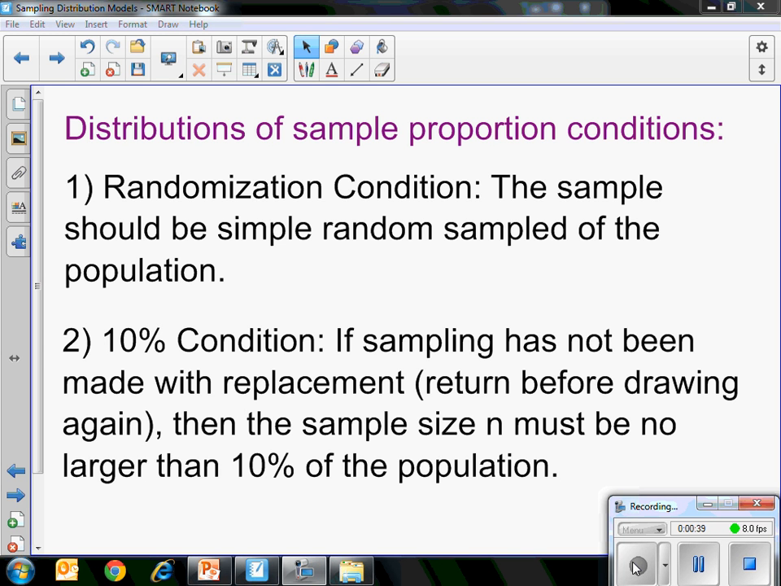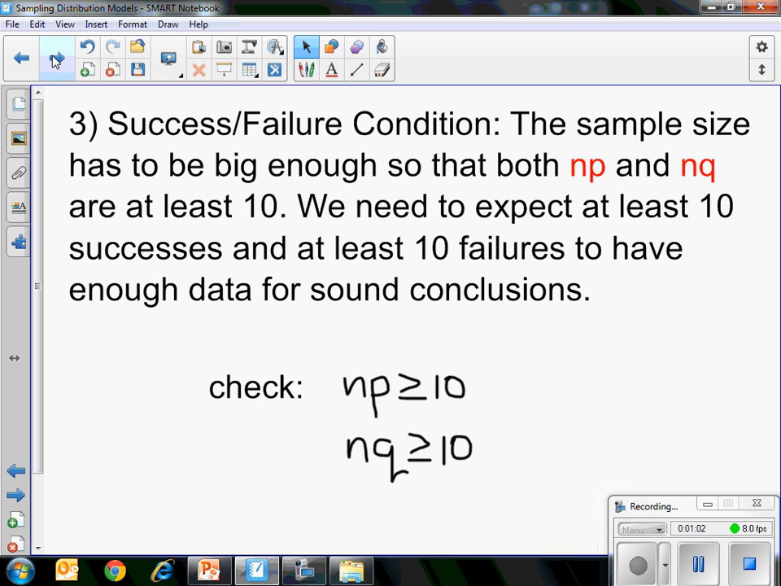The second condition is the 10% condition. If sampling has not been made with replacement, meaning that you return before you draw again, then the sample size n must be no larger than 10% of the population. So again, this is where you prove or disprove that you will be able to use that normal model. And the third is your success/failure condition, where you have to look at np and nq. And again, this deals with categorical data, and you'll look at that later on.